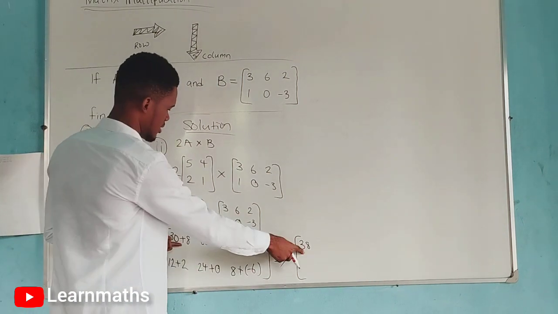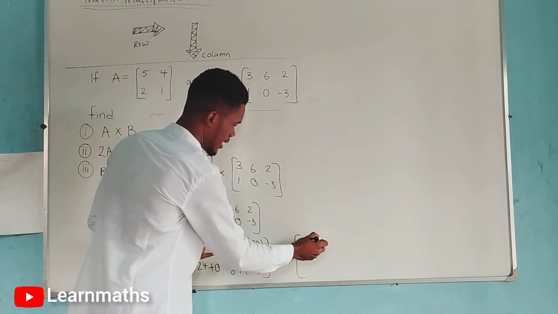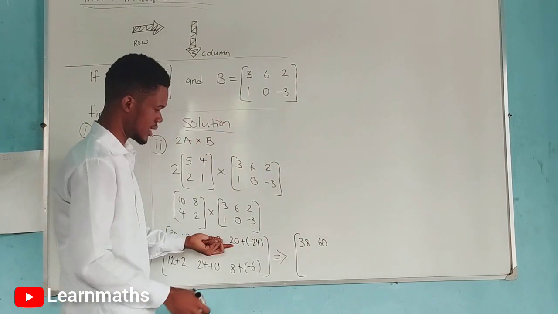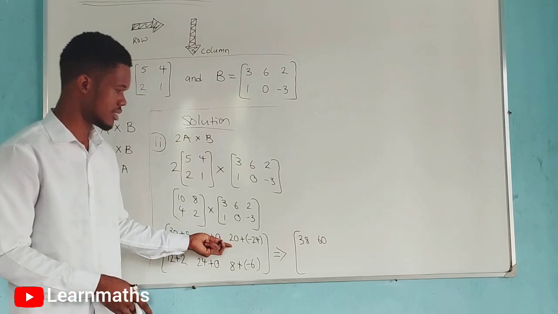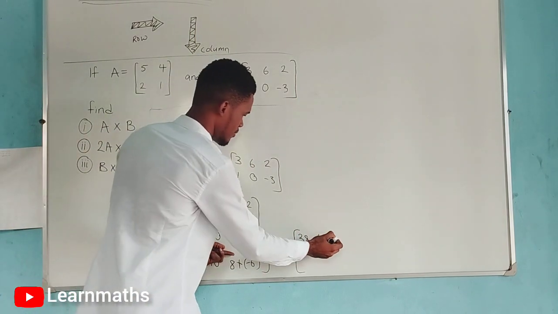30 plus 8, that's 38, right? 60 plus 0, that's 60. 20 plus negative 24, that's like saying 20 minus 24, right? The answer is going to be negative 4.